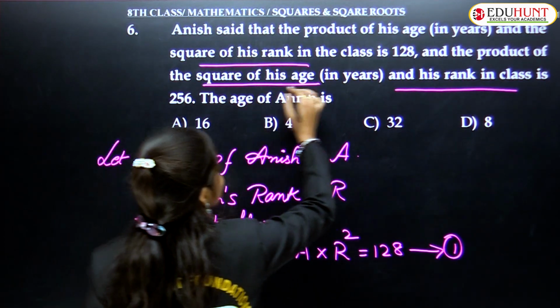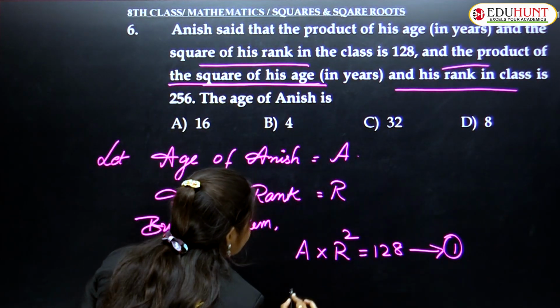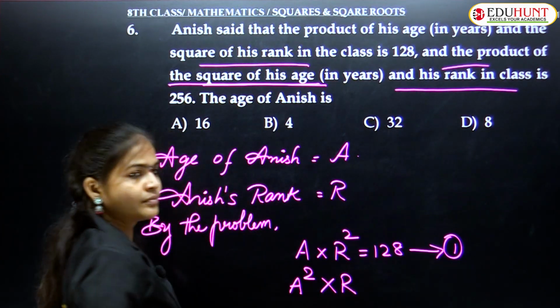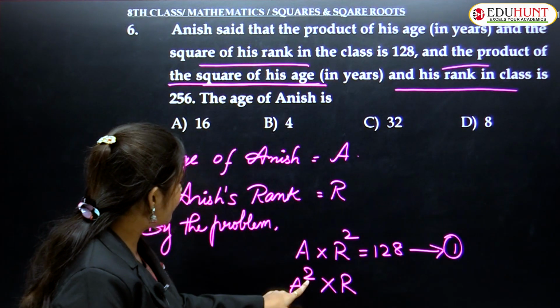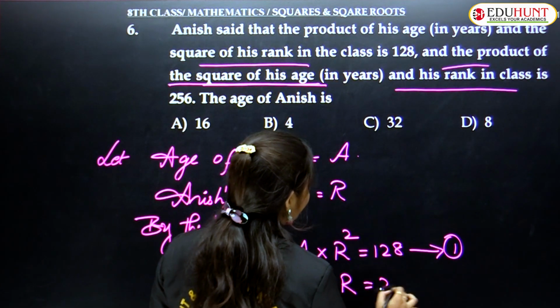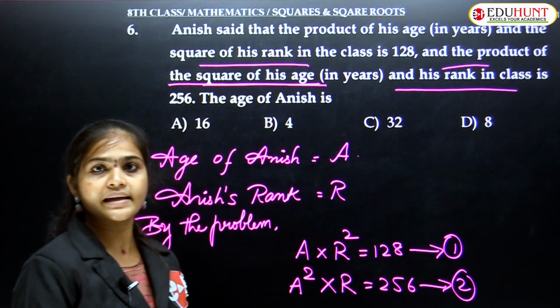Next, the second condition says the product of the square of his age and his rank, which is equal to 256. This is equation number 2.